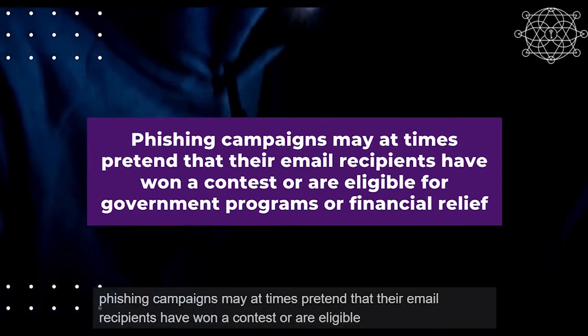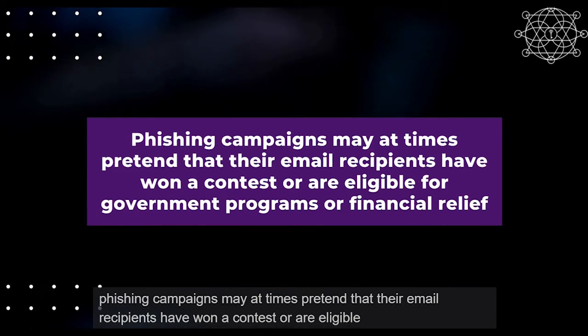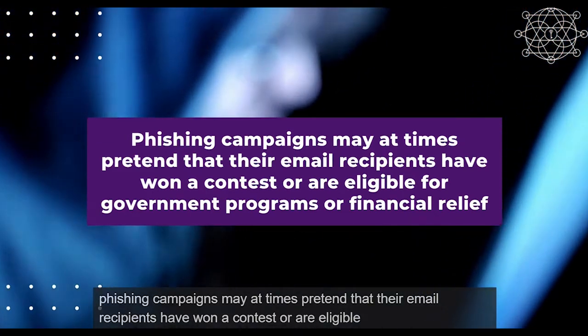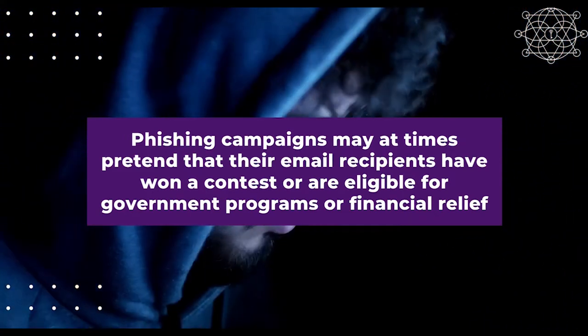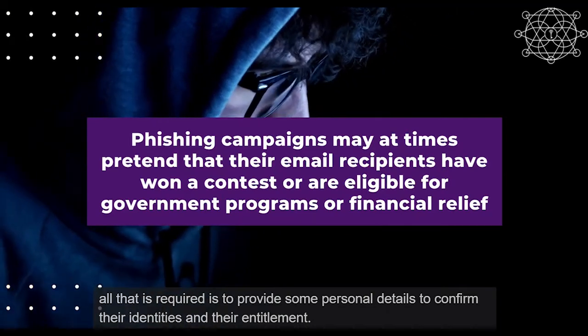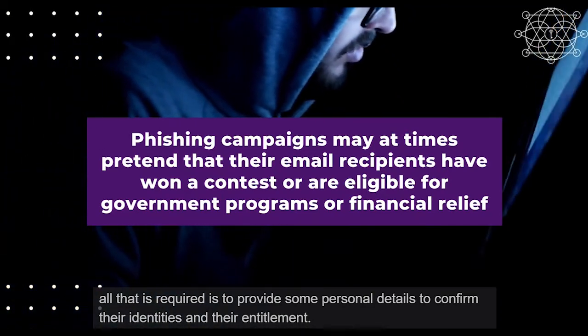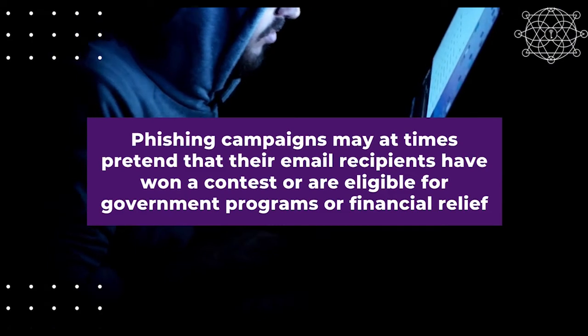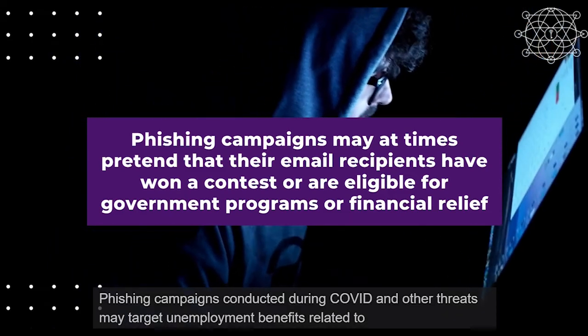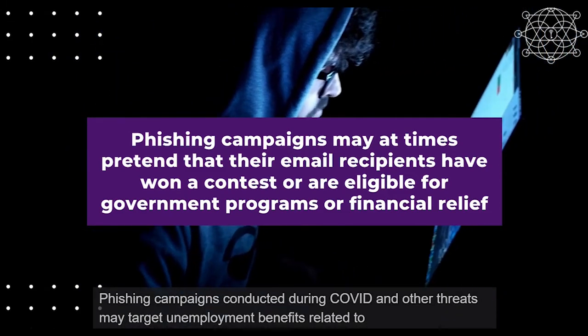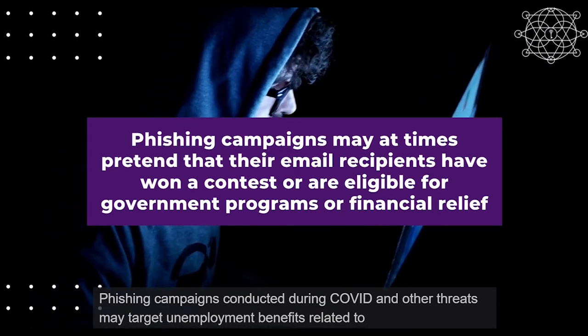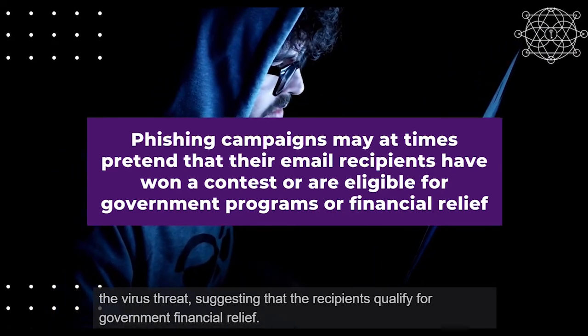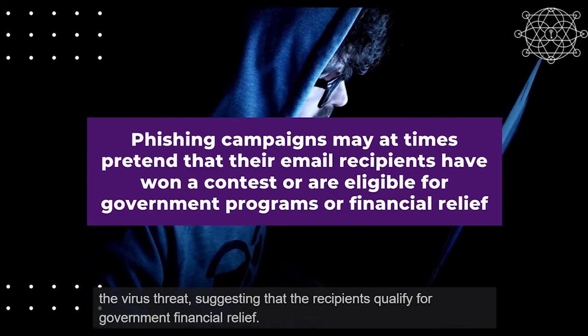Phishing campaigns may at times pretend that their email recipients have won a contest or are eligible for government tax programs. All that is required is to provide some personal details to confirm their identities and their entitlement. Phishing campaigns conducted during COVID and other threats may target unemployment benefits related to the virus threat, suggesting that the recipients qualify for government financial relief.